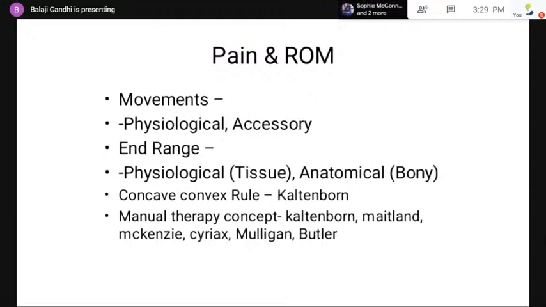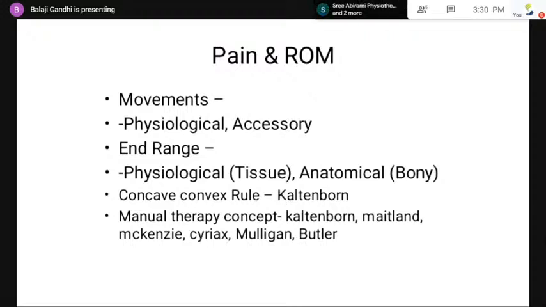For example, in the knee joint, the convex surface is the condyles of the femur, and the concave surface is the condyles of the tibia. During knee flexion, the tibia moves over the femur, so the concavity is moving backward. The tibia moves backward, and at the same time the gliding of the tibial condyle over the femoral condyle also takes place in the posterior direction. So both are in the same direction. This is the concave-convex rule, which has been described by Kaltenborn.